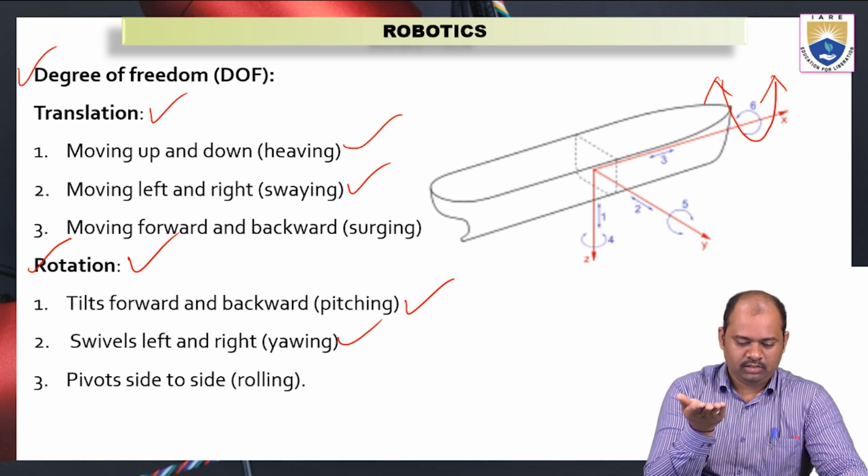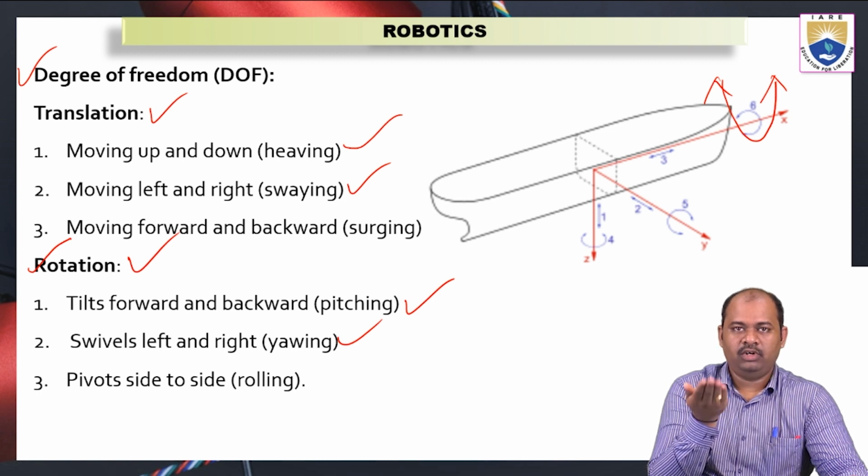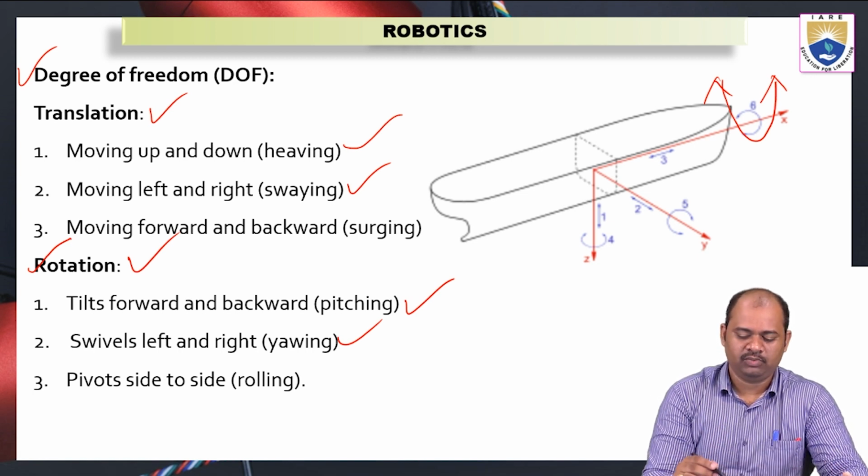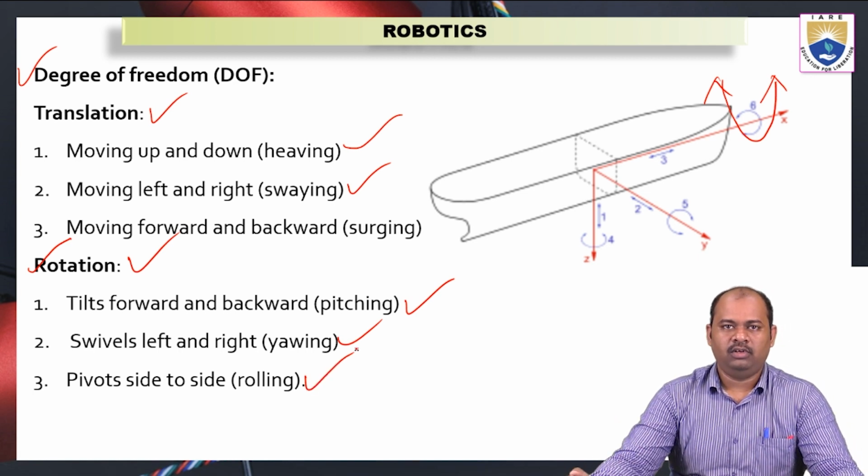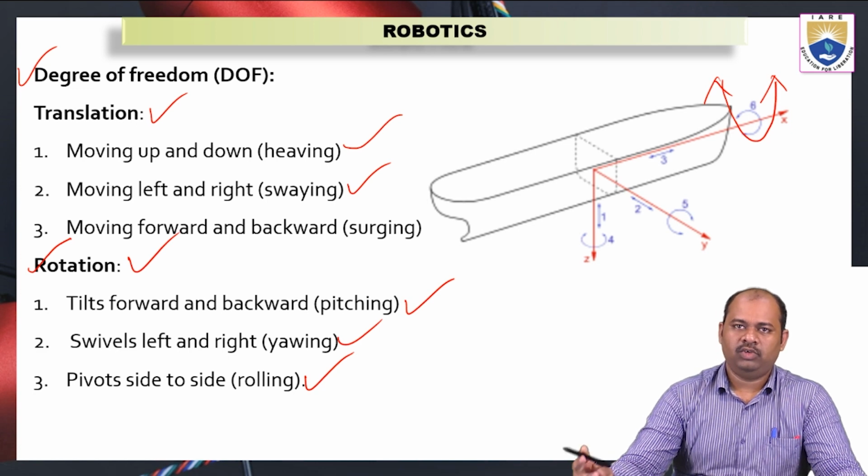First one is tilting forward and backward, which is pitching. Second one is yawing. Yawing means rotating about the horizontal plane. This is yawing, and pivots to the side is rolling. These are the three different motions possible for any ship because ships are working in water.